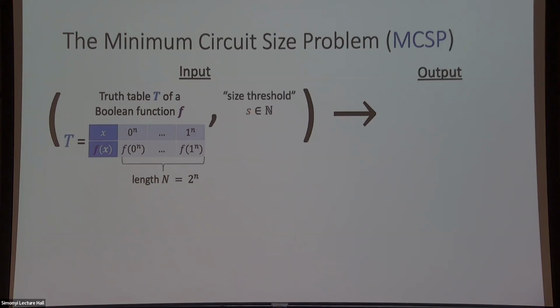The second thing is just going to be some size threshold. S is just some integer. You can probably guess what's going to come next. We're going to say, does there exist a circuit with at most S gates computing F? To be really precise here, I have to say precisely what model of computation I'm talking about, what type of circuits. For now, you can just think of it as some model of computation that uses gates and computes something. Maybe you can say the usual AND, OR, NOT gates, but we'll come back to that later.